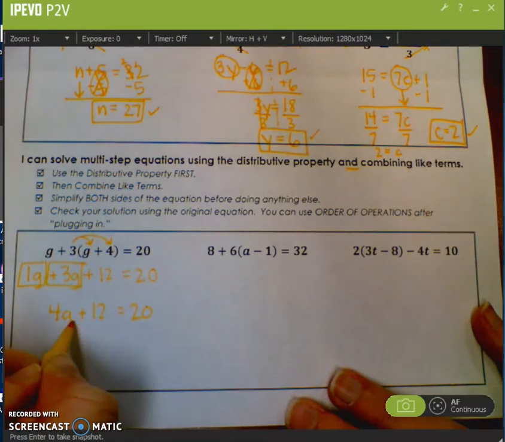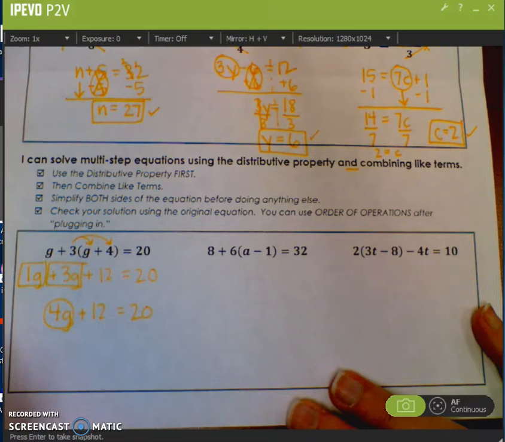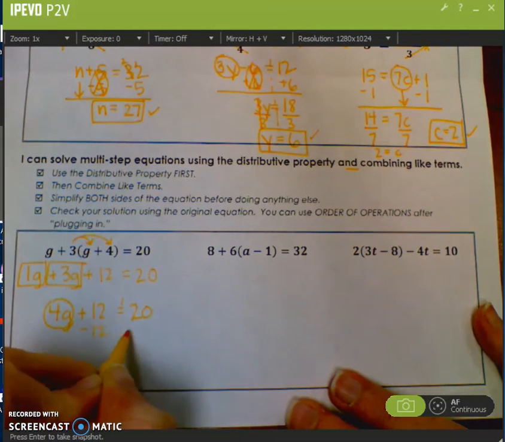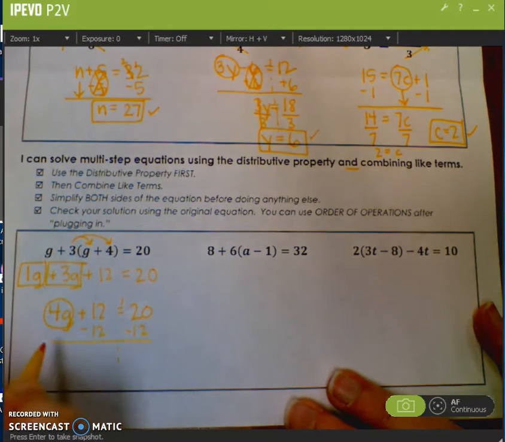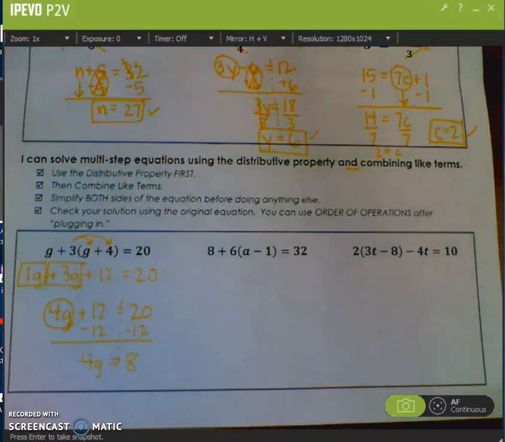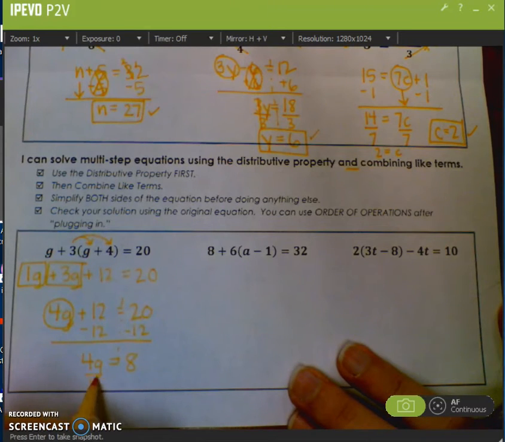I'm trying to isolate my term with the variable here, so I've got 4g plus 12 equals 20. I'm going to do the inverse of add 12, which is subtract 12 from both sides. I bring down my 4g, and 20 minus 12 is 8. Now the inverse of multiplying by 4 is dividing by 4, so I'm going to divide both sides by 4 to get my g by itself. 4 divided by 4 is 1, so I get g equals 8 divided by 4 is 2.